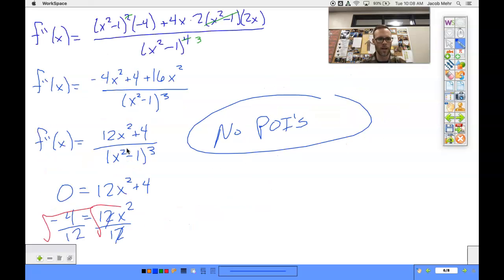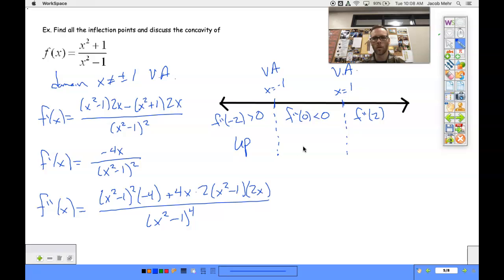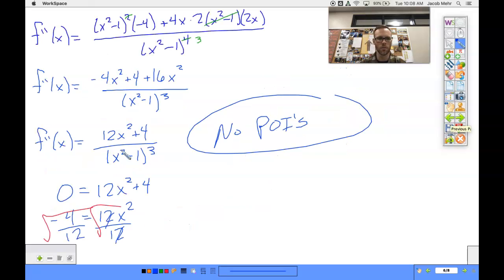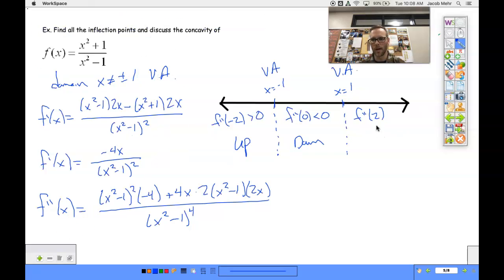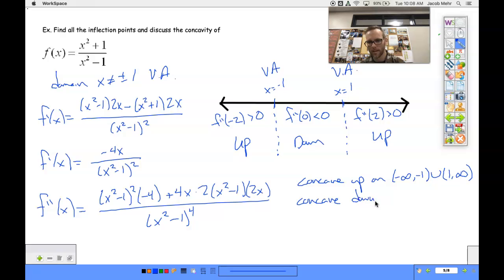Now at 0, looking at my second derivative, I get a positive in the numerator. The denominator would be a negative, right? Negative 1 cubed is negative 1. So a positive divided by a negative is negative, which tells me here it's concave down. And at positive 2, we have a positive over a positive, which is positive. It is concave up. So our intervals are: concave up on negative infinity to negative 1, union 1 to infinity, concave down on negative 1 to 1.